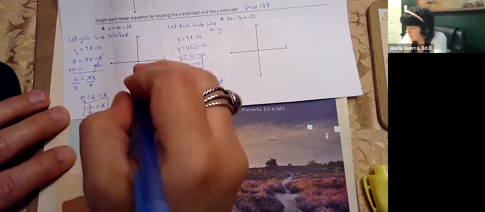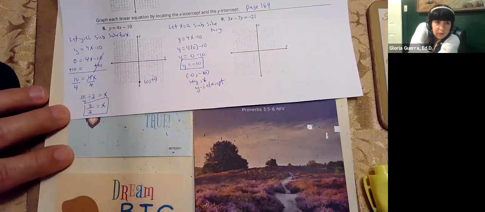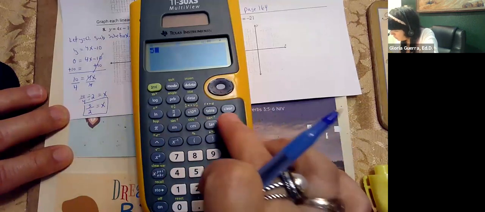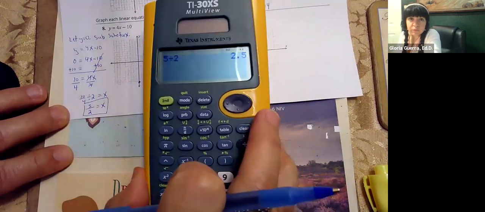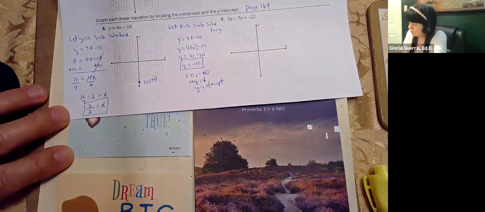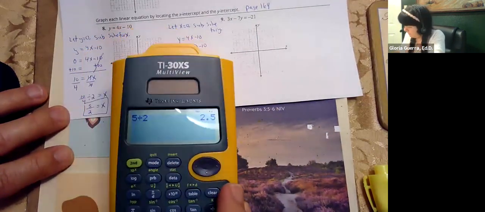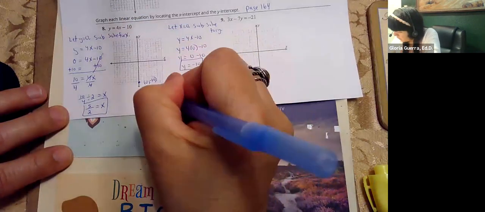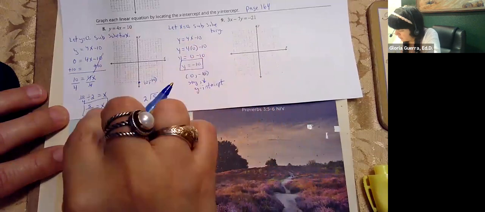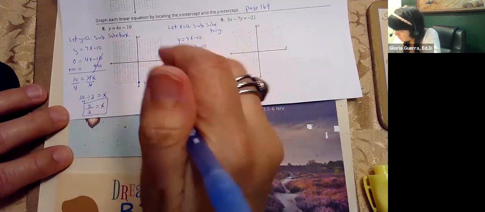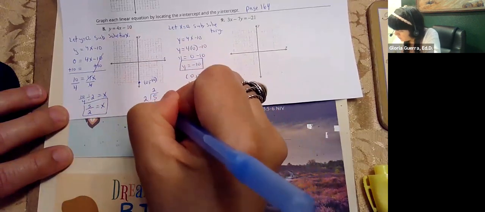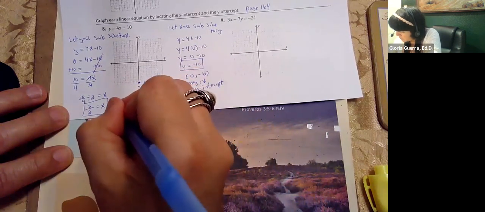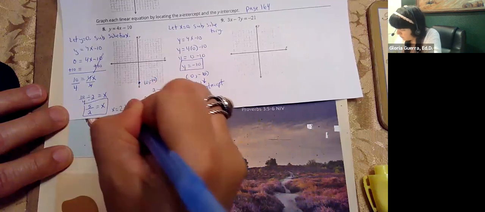So 5 halves is, I believe, 2.5. 5 divided by 2, see, is 2.5. Even if you do 5 divided by 2, the top number goes inside the house. 2 times 2 is 4. 5 minus 4 is 1. Remainder goes clockwise. So x is 2 and 1/2.